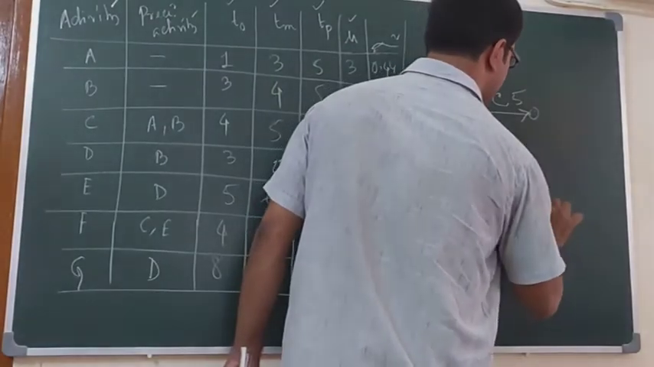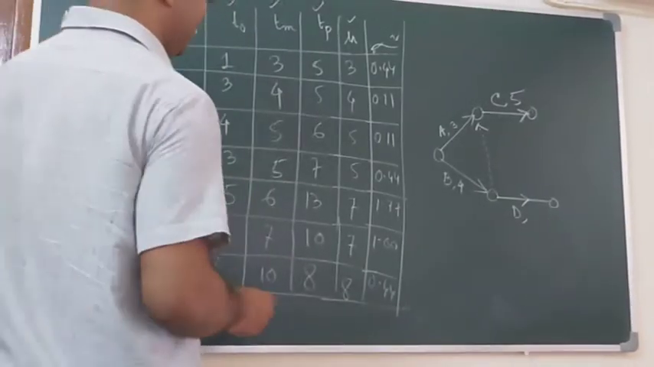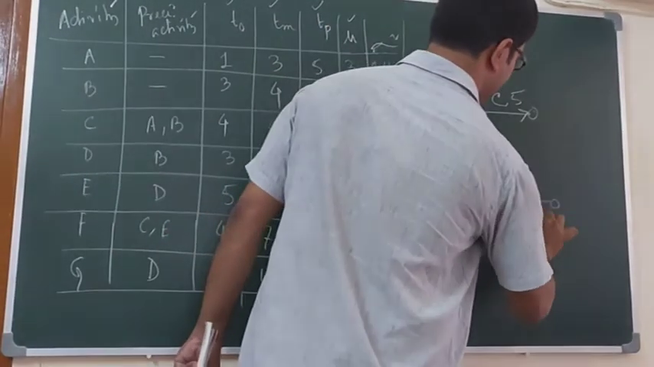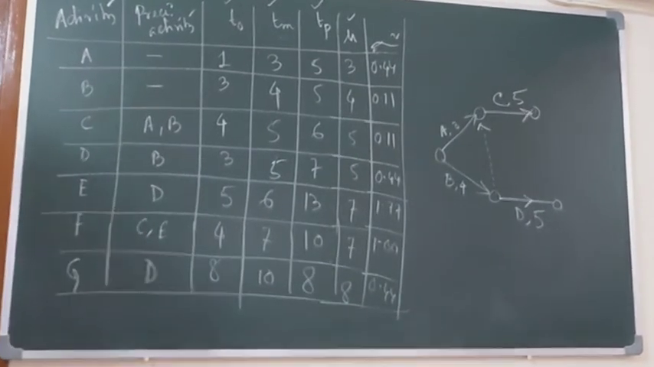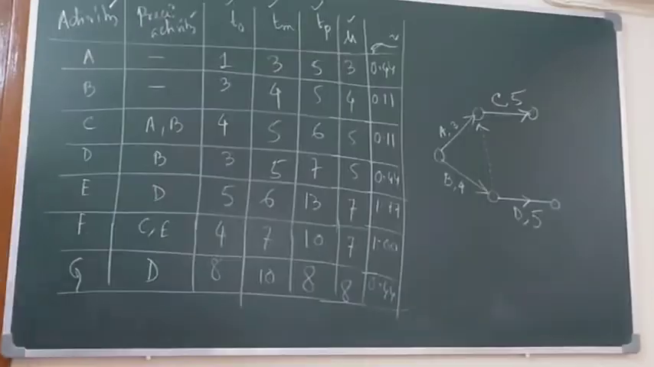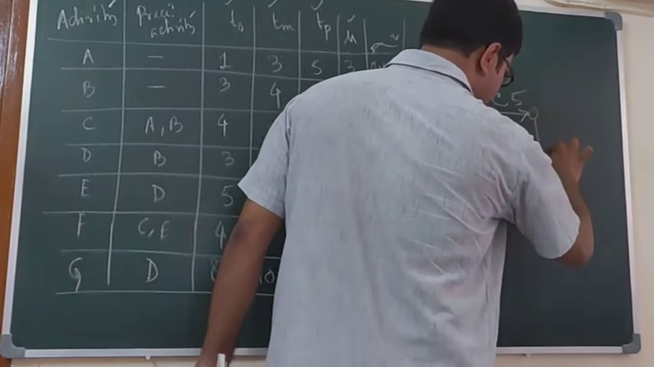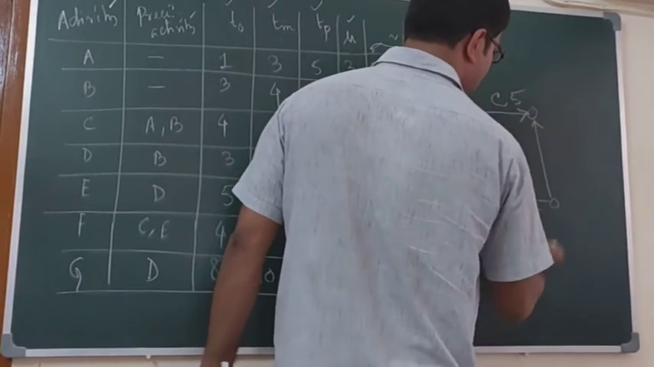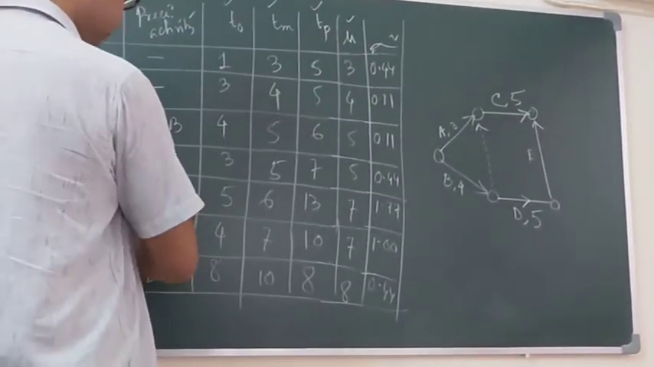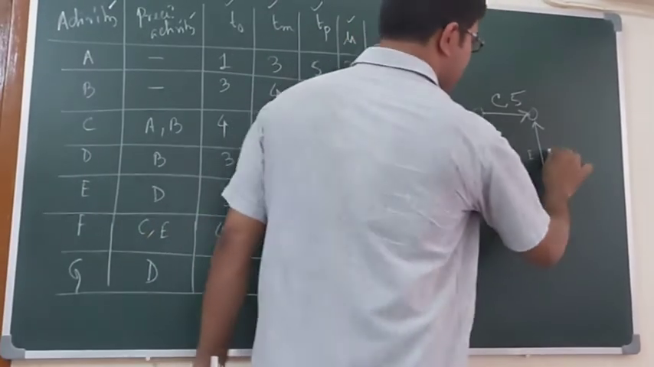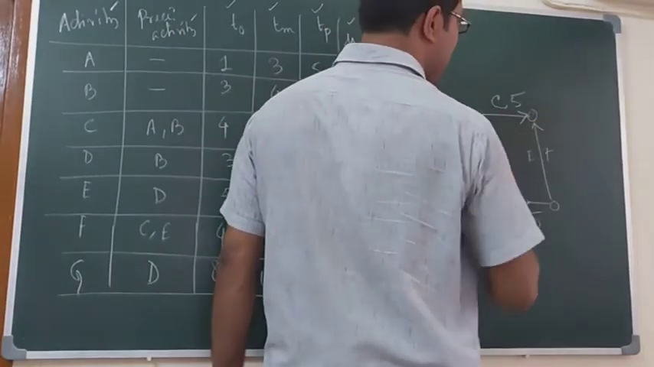Next, D comes from B. This is our D, and the time taken for D is 5. Next, E comes from D. This is our E, and its time is 7. And F comes from C and E. So this is the completion of C and E.